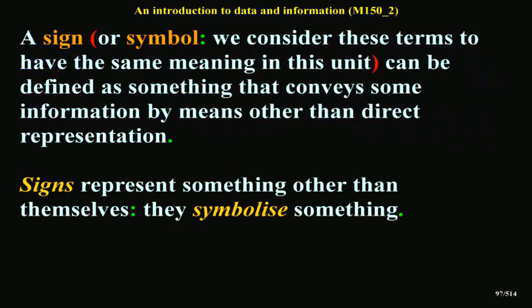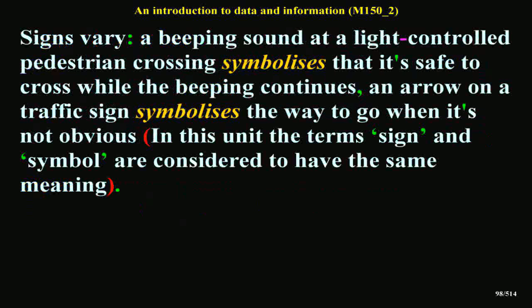A sign or symbol, which we consider to have the same meaning in this unit, can be defined as something that conveys some information by means other than direct representation. Signs represent something other than themselves. They symbolize something. Signs vary. A beeping sound at a light-controlled pedestrian crossing symbolizes that it's safe to cross while the beeping continues. An arrow on a traffic sign symbolizes the way to go when it's not obvious. In this unit, the terms sign and symbol are considered to have the same meaning.